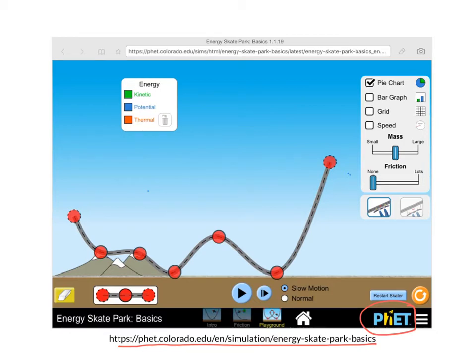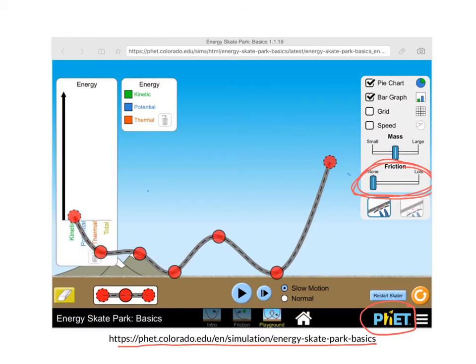Now you notice there's no thermal energy there because I got rid of the friction. Over here I took the slider bar for the friction down to none, so you don't have any thermal energy. What's the bar graph look like? Really similar, only it's represented with bars instead of the pie chart.